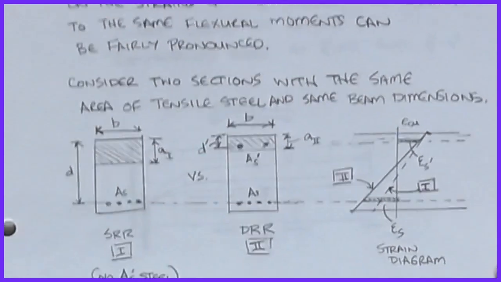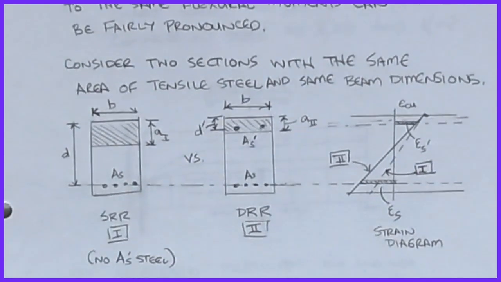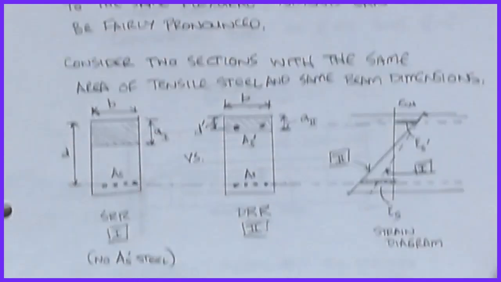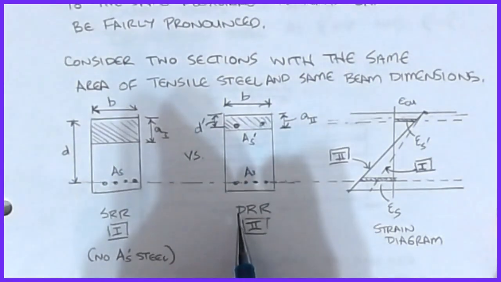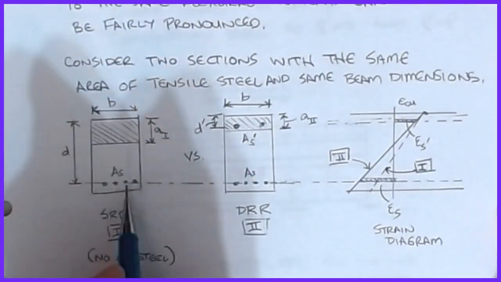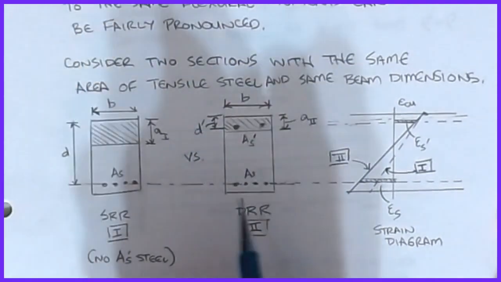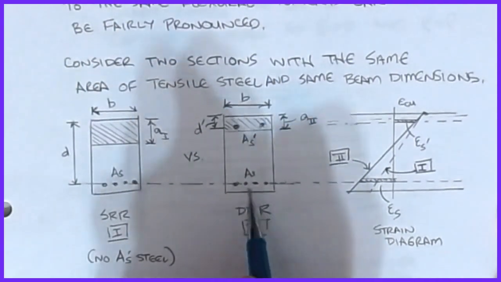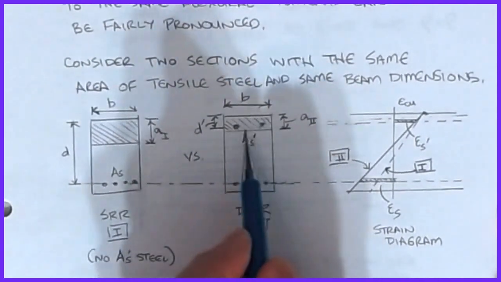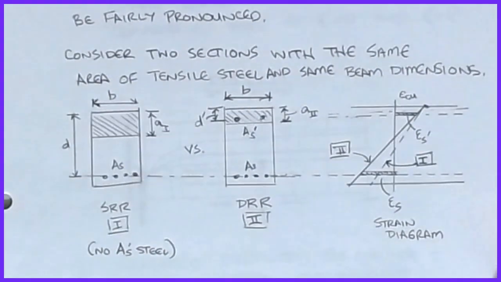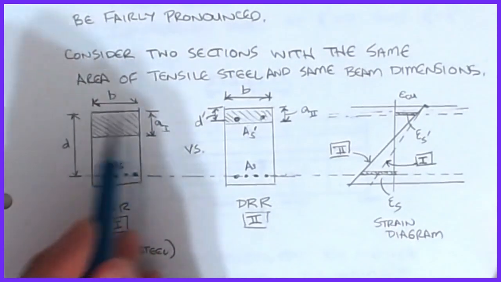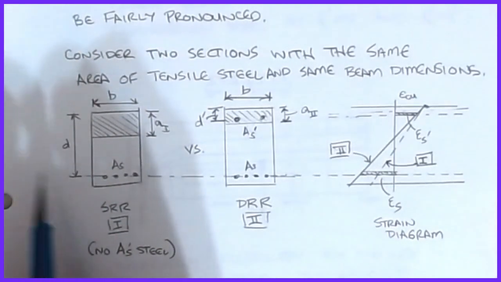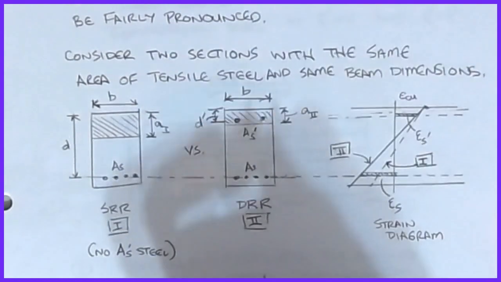So what I've done is I've come through and drawn the two scenarios that we have. The first one I'm going to draw is an SRR beam, and the second one is the DRR, the doubly reinforced. So you can see here I have tensile steel As, and for the same beam with the same tensile steel, I've added some extra amount of As prime at a location of d prime from the top. Now everything else is the same as we've done before. It's b wide, d depth, and this becomes the strain diagram that we have.